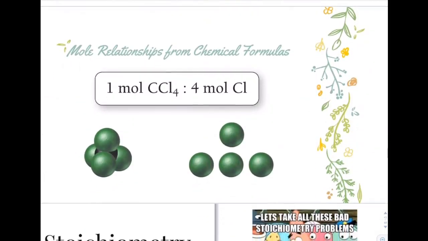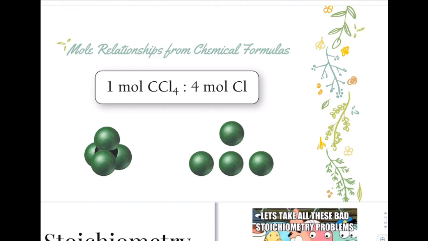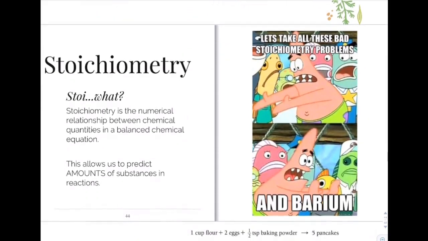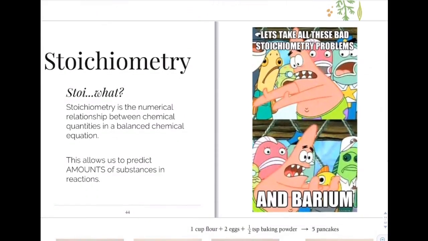And so here's another example. If you have carbon tetrachloride, you've got 4 moles of chlorine. So we're going to put all this together into something called stoichiometry. Stoichiometry is the numerical relationship between chemical quantities in a balanced chemical equation. So here you have to make sure that we have a balanced chemical equation to do this. We can just pretty much predict how much reactant, how much product, what we should expect from any reaction.